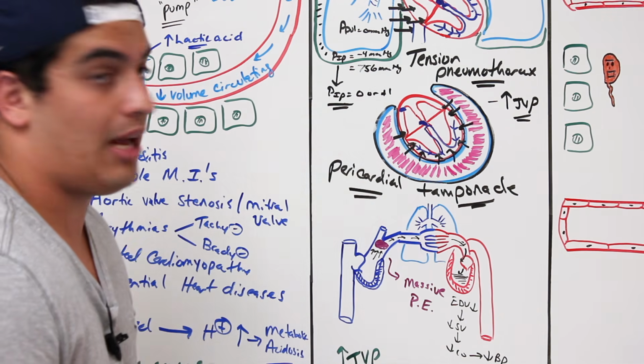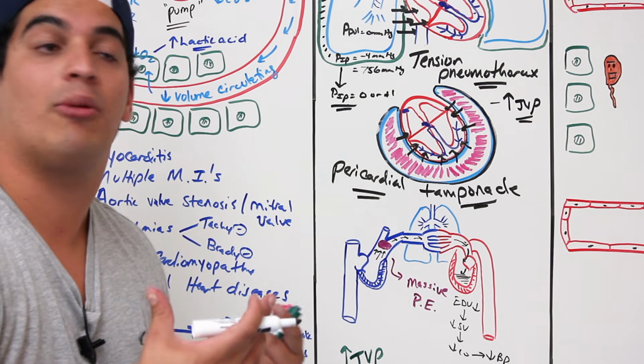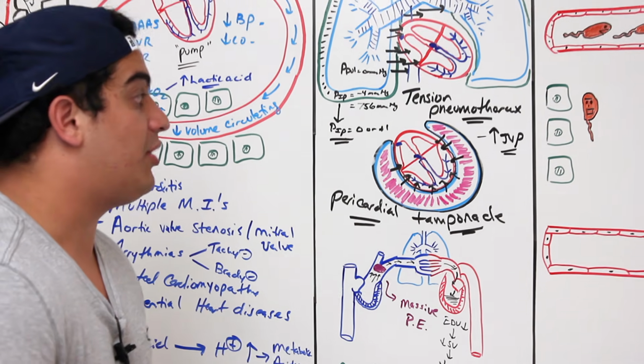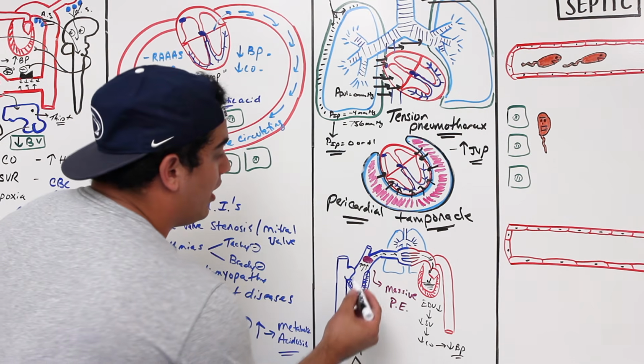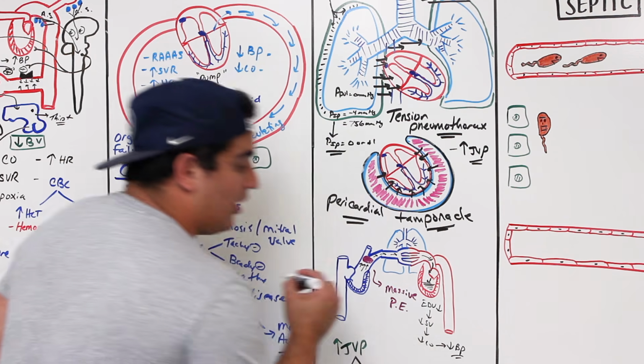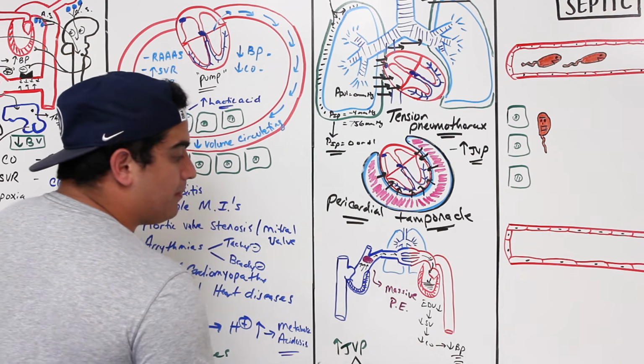You can see how this causes hypotension because the heart can't pump enough out and it can't fill properly. The same thing here: the heart isn't filling properly, it's not contracting properly. In this situation, there's an embolism blocking blood flow to the left side of the heart, decreasing the BP.